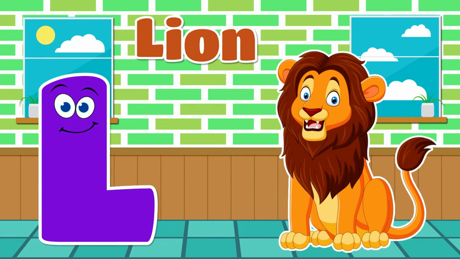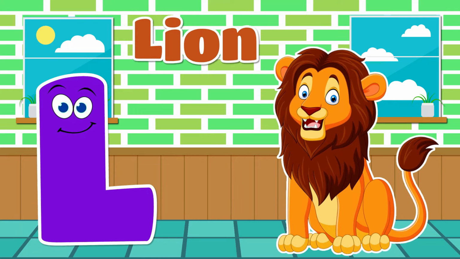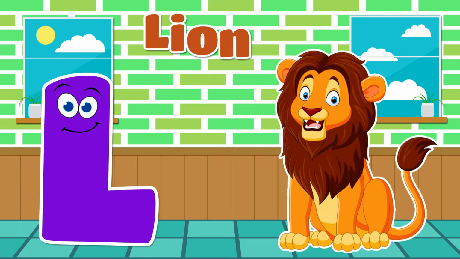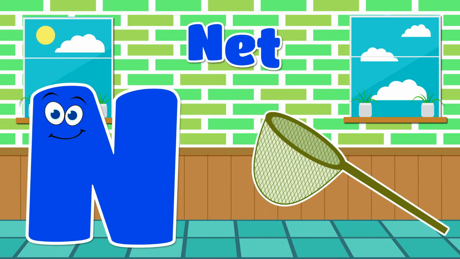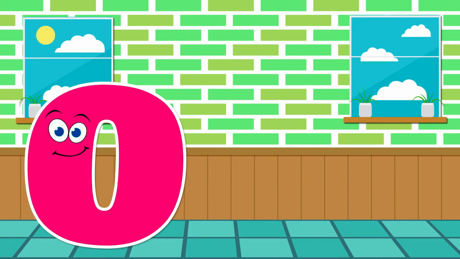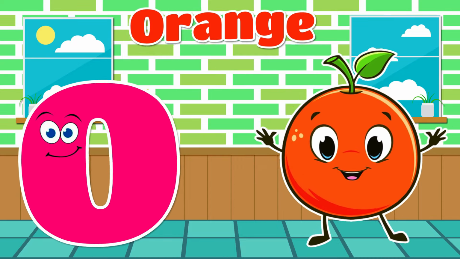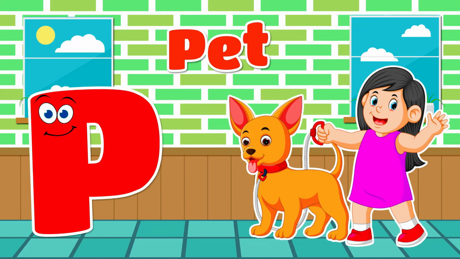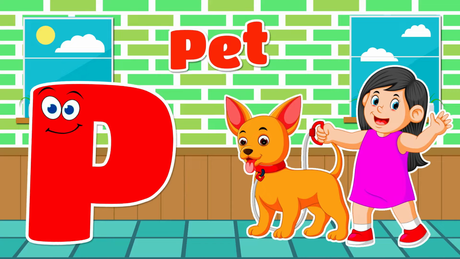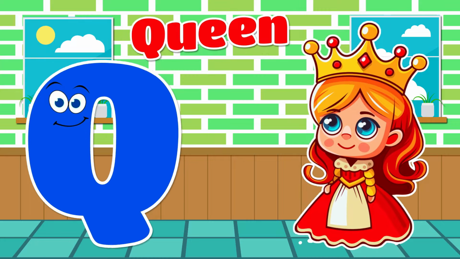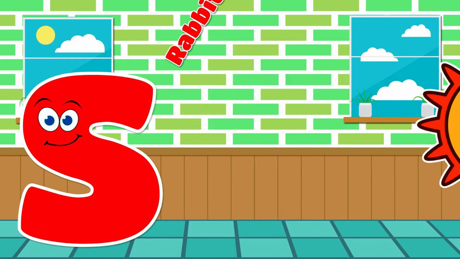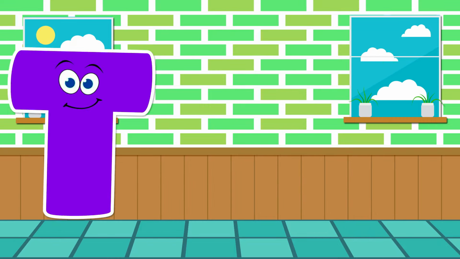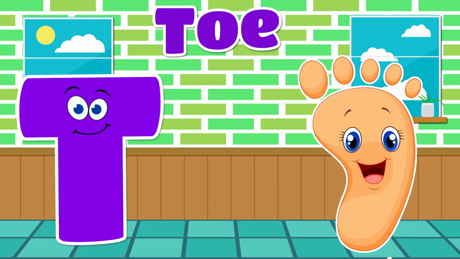L is for lion, l, lion. M is for mat, m, mat. N is for net, n, net. O is for orange, o, orange. P is for pet, p, pet. Q is for queen, k, queen. R is for rabbit, r, rabbit. S is for sun, sun. T is for toad, toad.